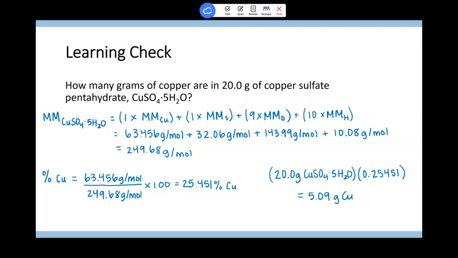As long as you can find the mass percent of each atom in a compound, then if you have any amount of that full compound, you can calculate how much of each element is present in that provided mass. So in this case, in the 20 grams.